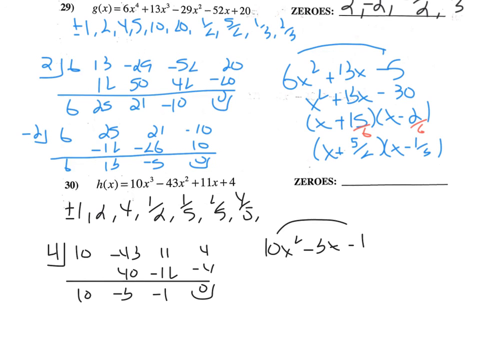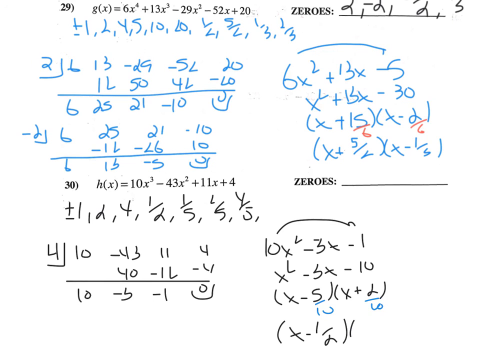Same deal. Try to factor it. Move the 10. 1 times 10 is 10. Factor that. That's x minus 5, x plus 2. And again, divide by the 10. And both of them will divide. So we get x minus 1/2 and x plus 1/5. So my zeros are 4, and 1/2, and -1/5. And that's it.